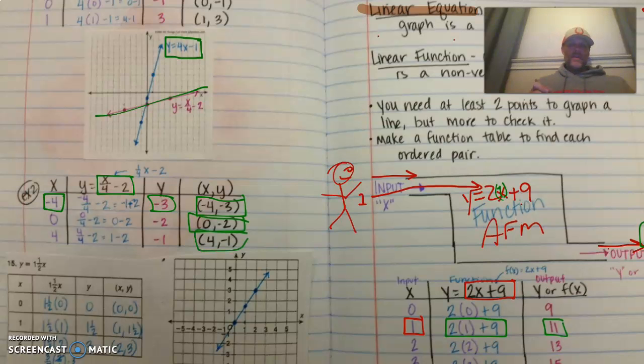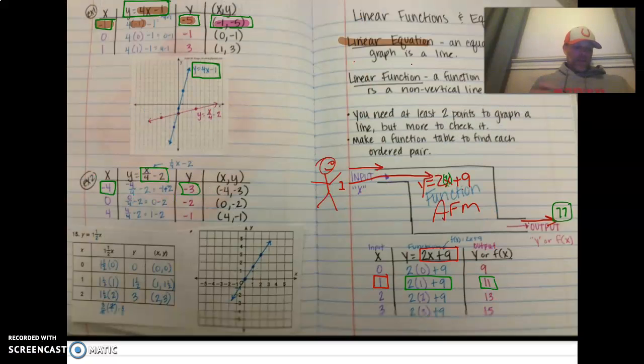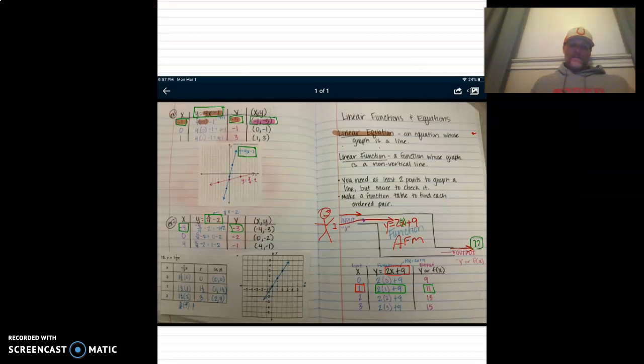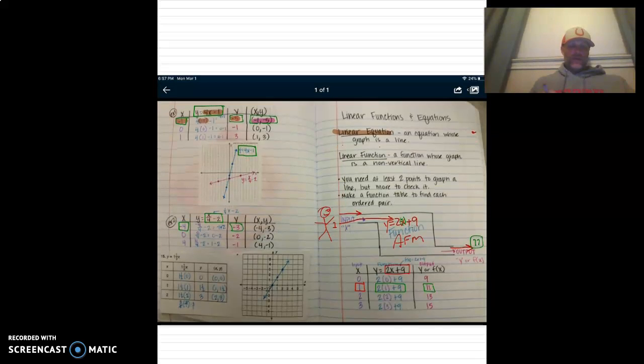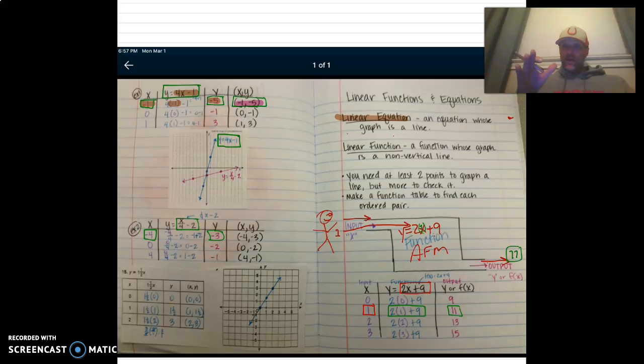Hopefully you wrote all this stuff down, or you're pausing it and getting it written, because I know I'm going fast. That's as far as notes go, that's all the notes for linear functions and equations. Okay, the next page of notes we'll get in this video also, and then I guess for the 2 assignments I'll make another video. Alright, here, you can pause that if you need to. There. Now pause it. Go!